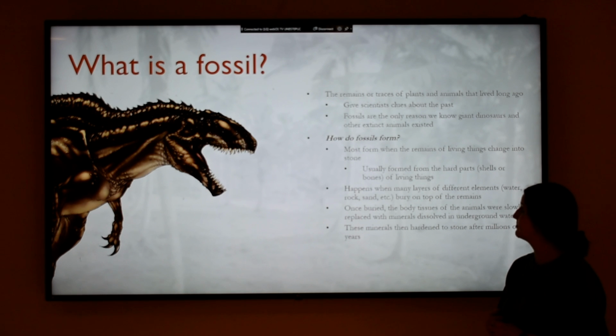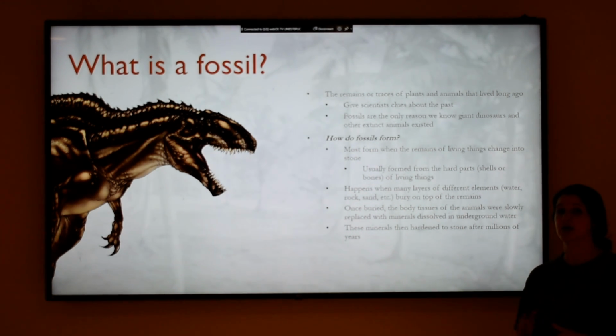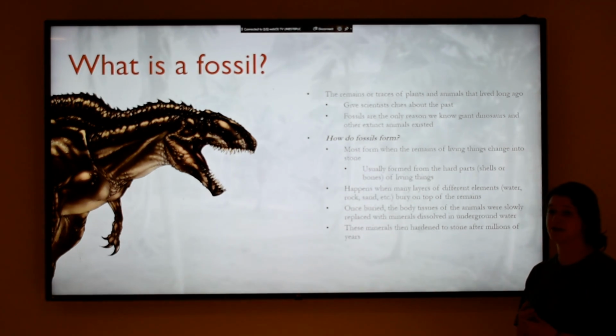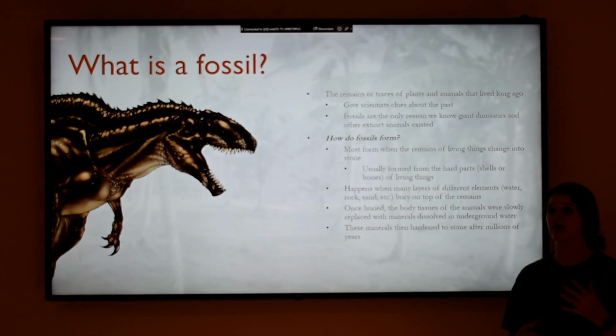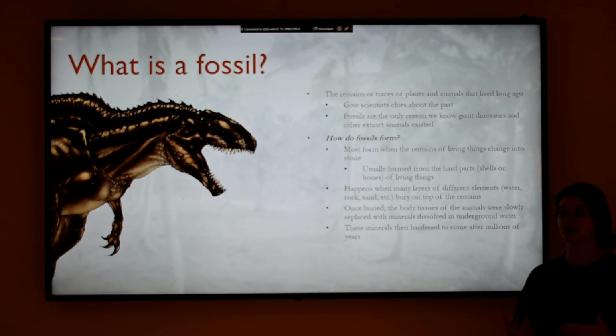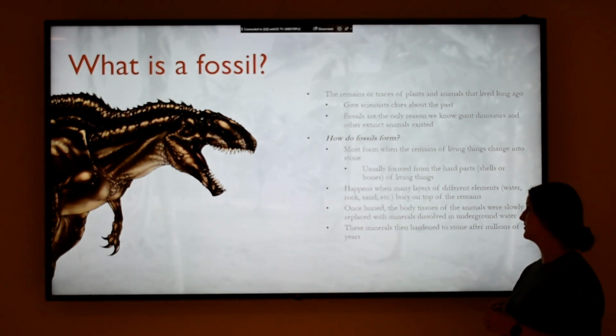How do fossils form? Most form when the remains of living things turn into stone. There are several other ways that they are formed, and we'll talk about those here in just a little bit, but the most basic way is when a living organism changes into stone in some form or method. It's usually formed from the hard parts of living things, so shells or bones are the most common things that you'll find fossils made out of.